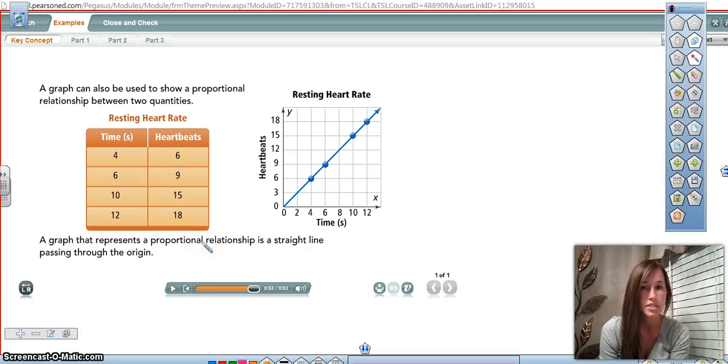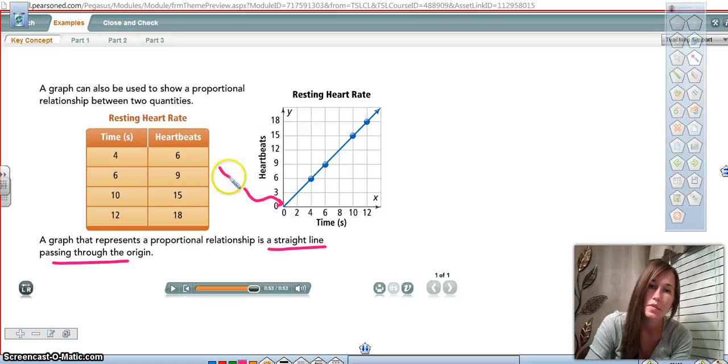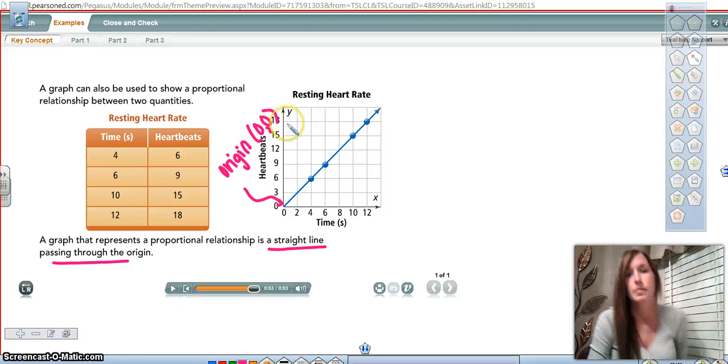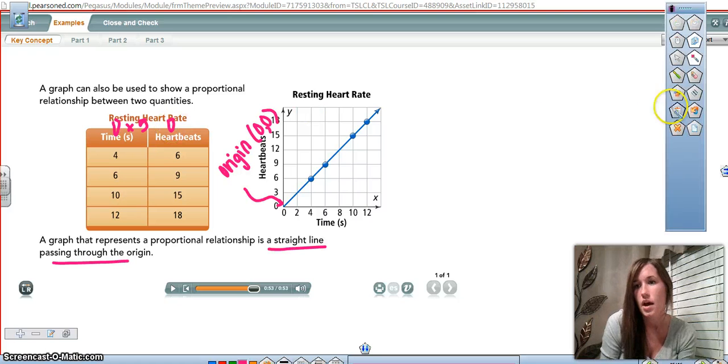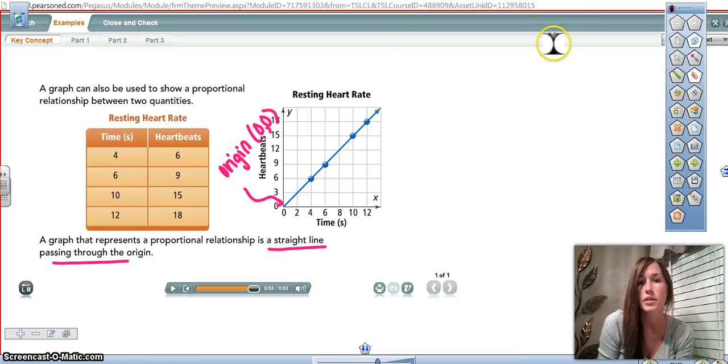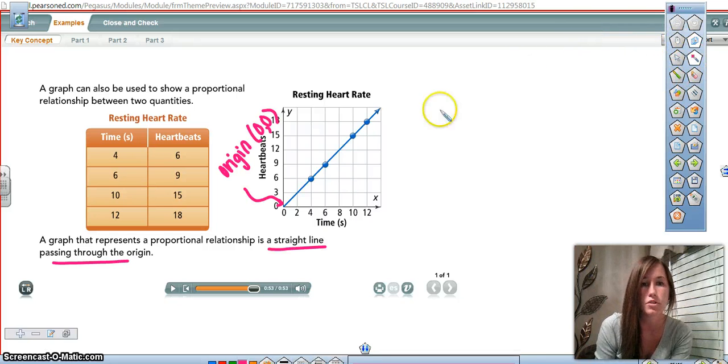Okay, so in order to tell if a graph represents a proportional relationship, it must be a straight line and it must pass through the origin. The origin being the point 0, 0. We talked before that a proportional relationship would have a constant multiple. Well, if we were to add 0 to our table and we were to multiply it by anything, we would get 0. So we need to have that point 0, 0 as a part of our graph if we're going to have a proportional relationship.